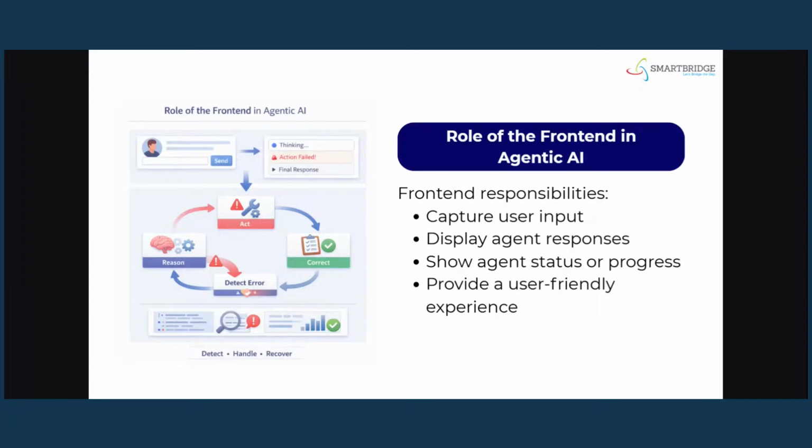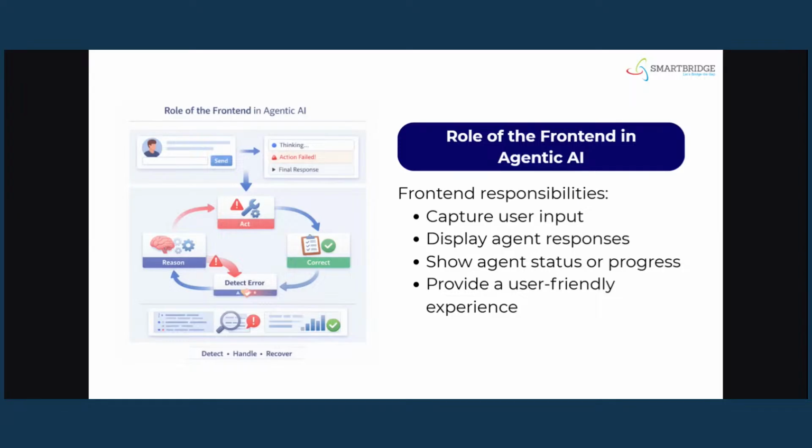Now let's talk about the role of the front end, because this is the part of the system that users interact with directly. Even if the AI agent is very intelligent, users judge the system based on how the front end feels. If the interface is confusing, slow and unclear, users will feel the AI is not working properly, even if the backend is doing everything right.